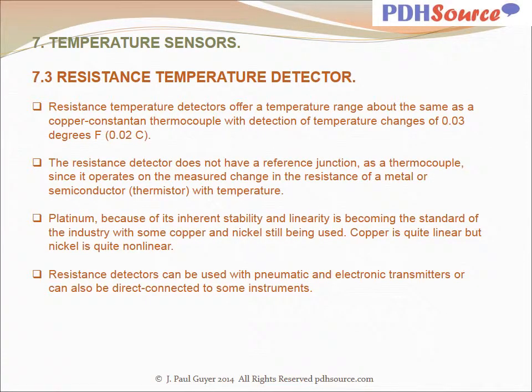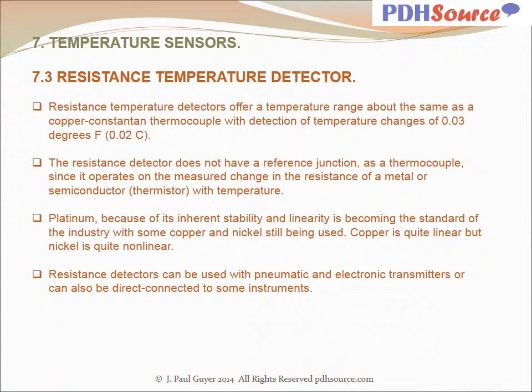With regard to resistance temperature detectors, they offer a temperature range about the same as a copper constantan thermocouple, with detection of temperature changes of 0.03 degrees Fahrenheit. The resistance detector does not have a reference junction as a thermocouple does, since it operates on the measured change in the resistance of a metal or semiconductor, a thermistor, with temperature.